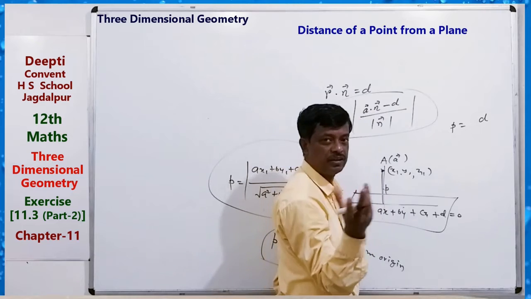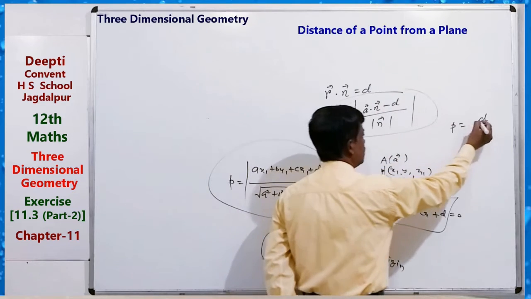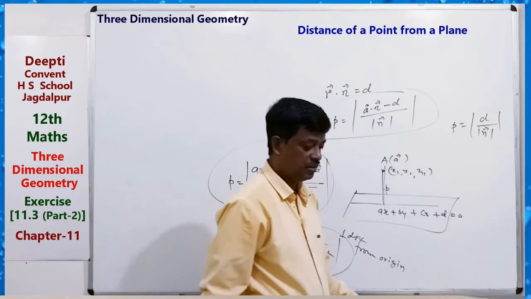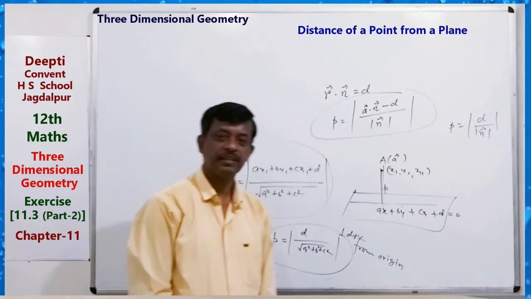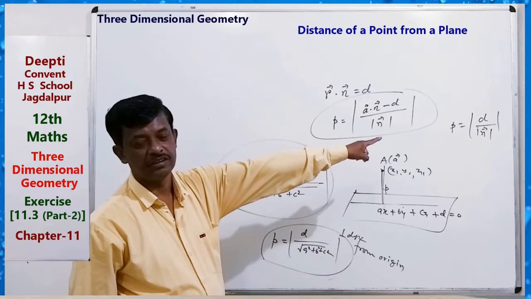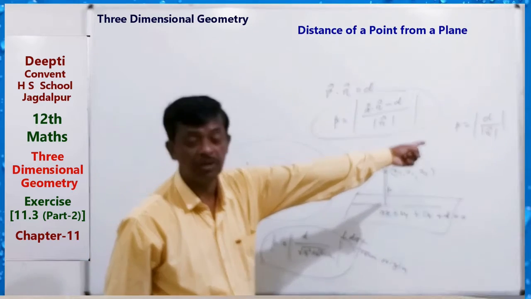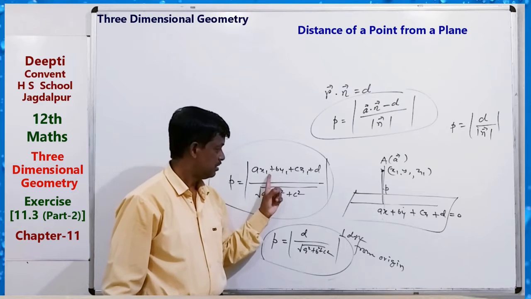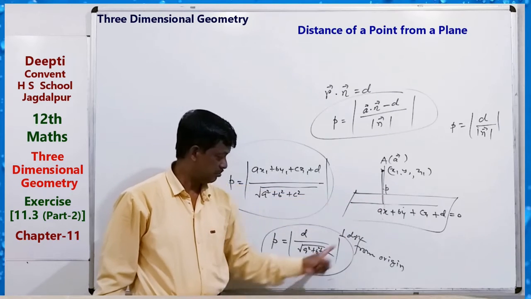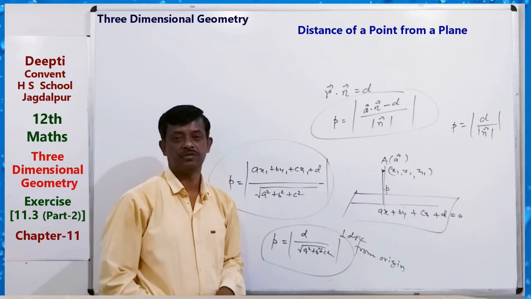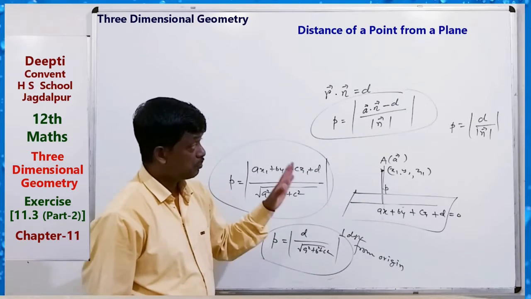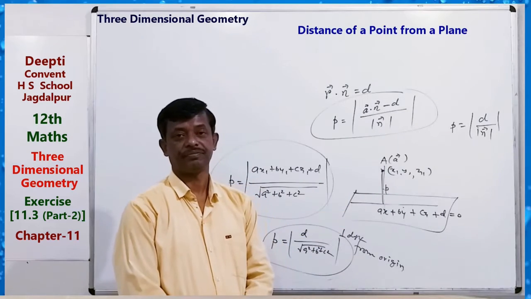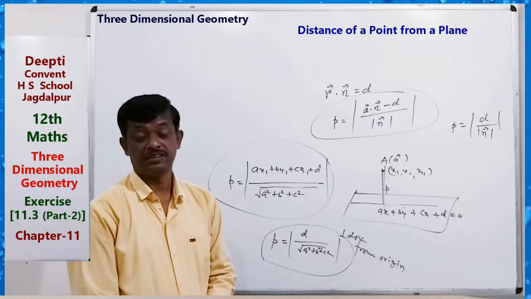A 0 vector. So this is 0 modulus d. Mod d by what? Vector modulus. This is d by mod. Clear? Perpendicular distance from origin to the plane. N is the normal. D is the constant term, and A, B, C are the direction ratios of the normal. Clear? This is the perpendicular distance of a point from the plane. This is the formula. Just remember it, okay?